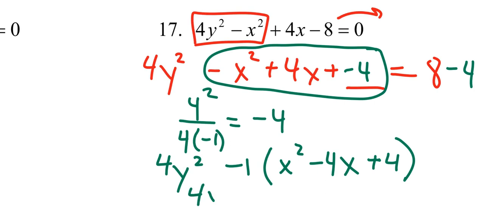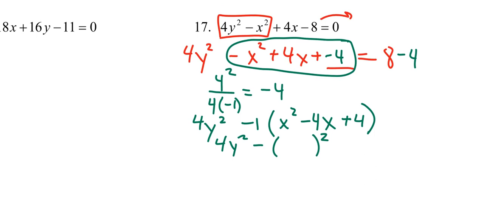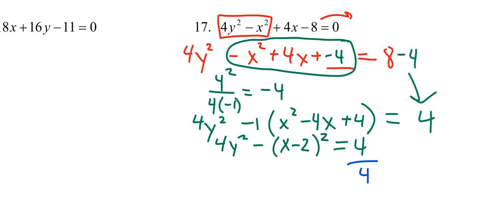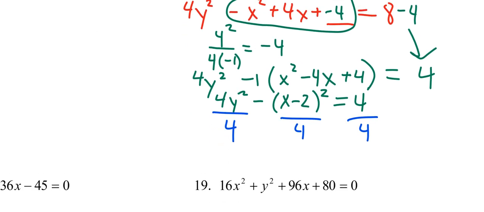Okay, so now we have 4y squared minus what squared? x minus 2, right? Okay, now what was on the other side here? 4, that's true. Now what? Divide everything by 4, giving me y squared minus (x minus 2) quantity squared over 4 equals 1. What? It is. It is.